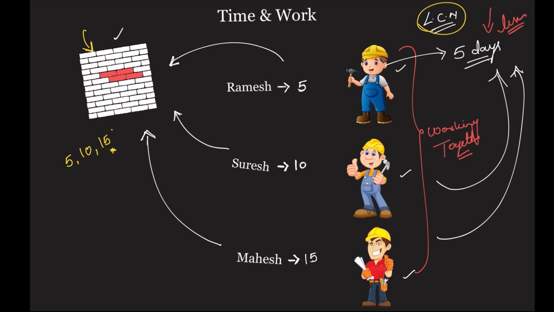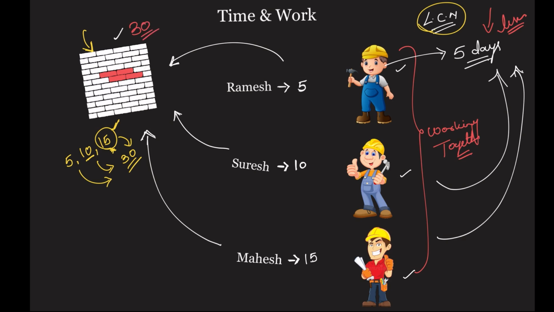So start with the largest number, that is 15. 15 ones are 15. That is not a multiple of 10. It's a multiple of 5, but not a multiple of 10. 15 twos are 30. It's a multiple of 10, and it's a multiple of 5 as well. So start with the highest number, check its multiples, and check if that is also a multiple of the next two numbers as well. So 30. I'll take 30. What is the meaning of this? If 30 bricks are being put in, this wall is being made.